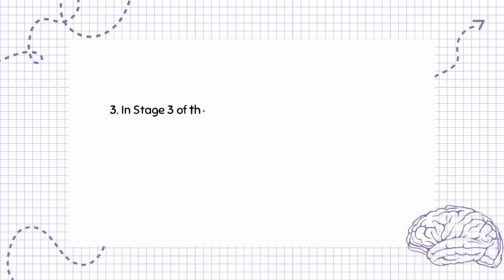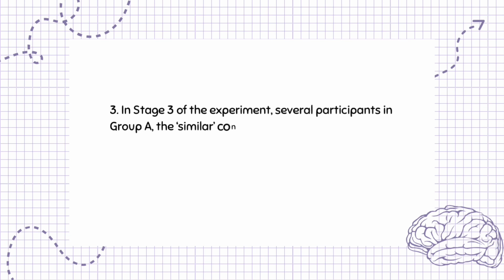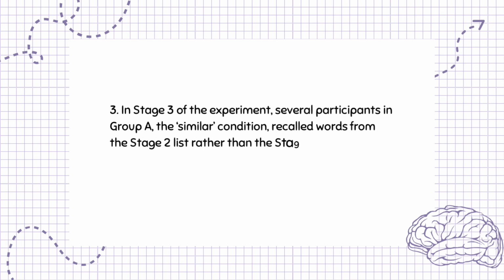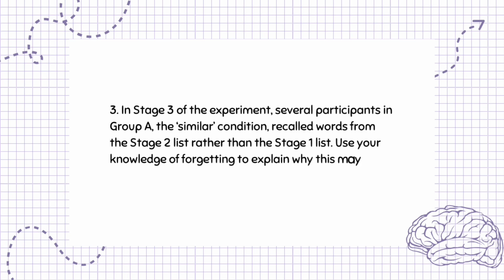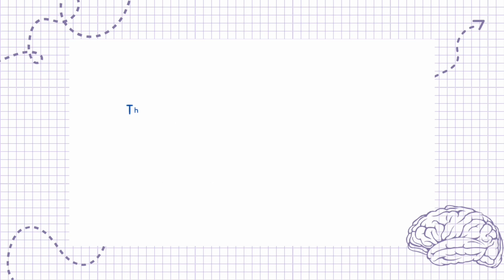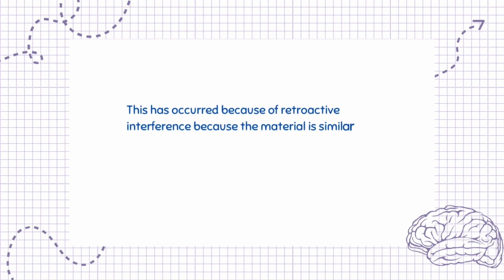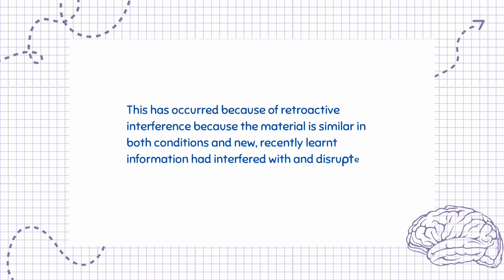Question 3. In Stage 3 of the experiment, several participants in Group A, the similar condition, recalled words from the Stage 2 list rather than the Stage 1 list. Use your knowledge of forgetting to explain why this may have occurred. 2 marks. This has occurred because of retroactive interference because the material is similar in both conditions and new, recently learnt information had interfered with and disrupted the recall of previously learnt information.